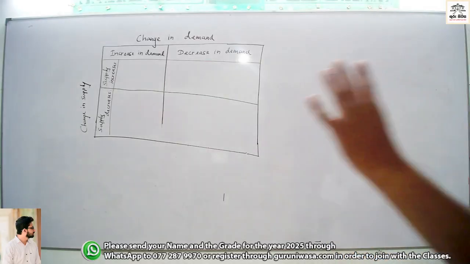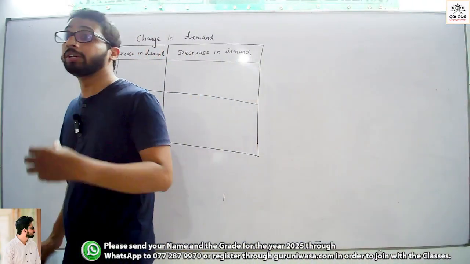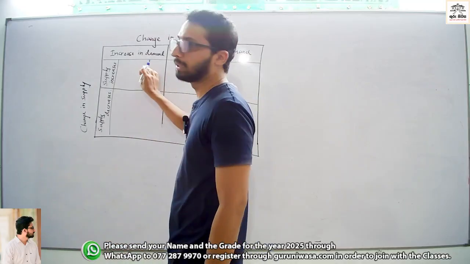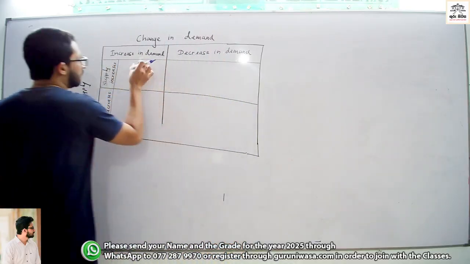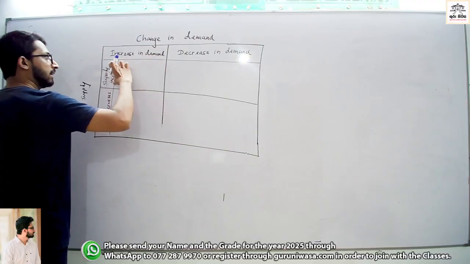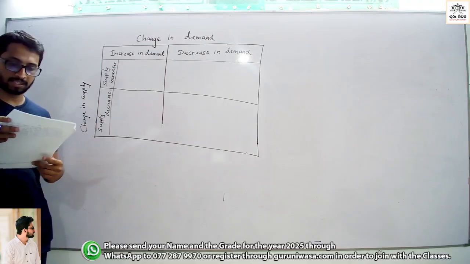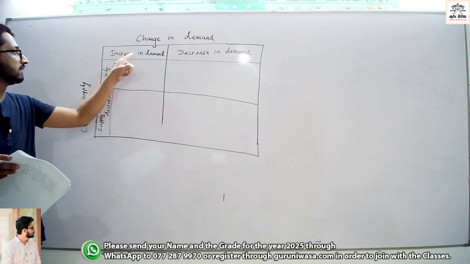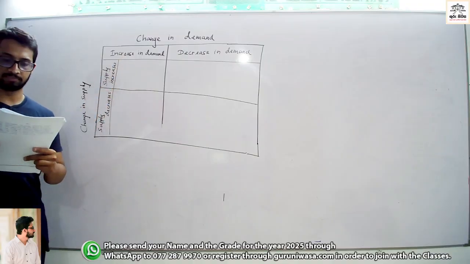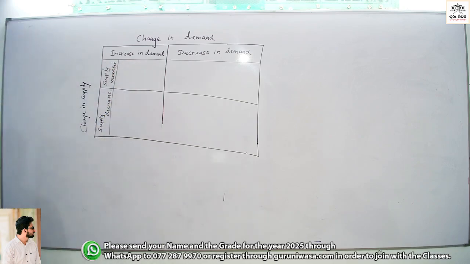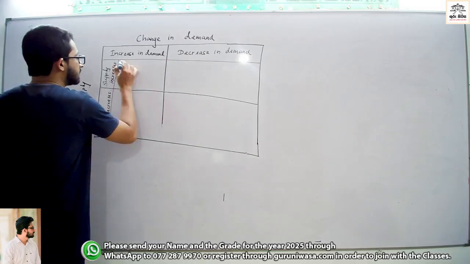You can look at the graphs that you have already drawn when completing this table. The first square is increase in demand and increase in supply. Both demand and supply increase. What is the general conclusion? If both increase, Kalan? Equilibrium quantity increases. Yes, equilibrium price is indeterminate.